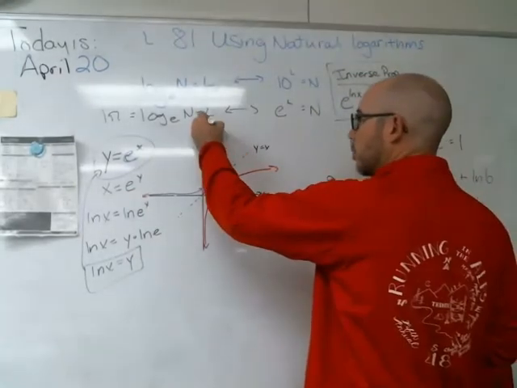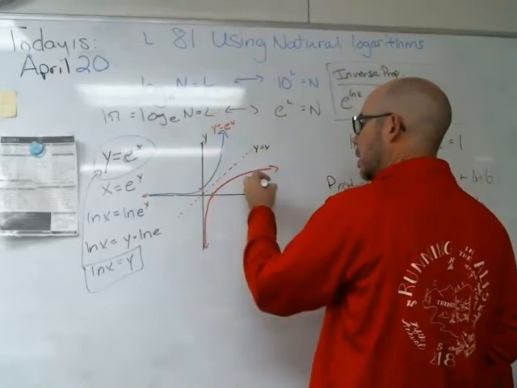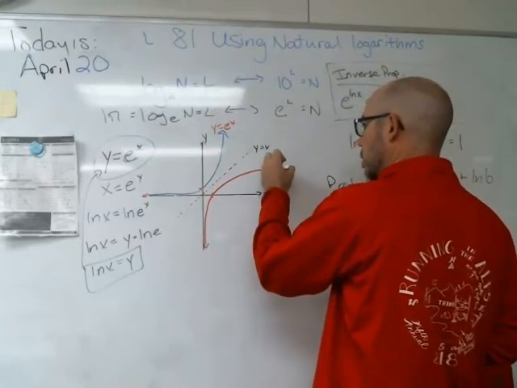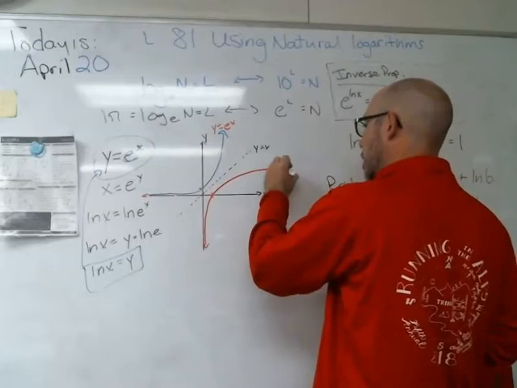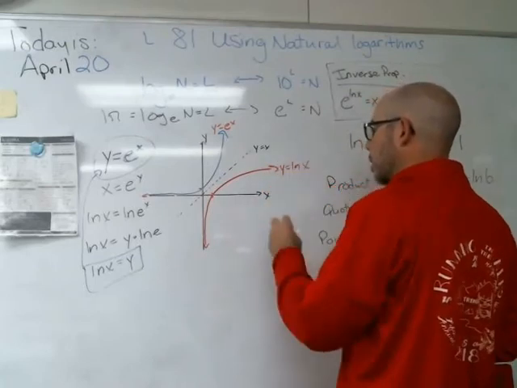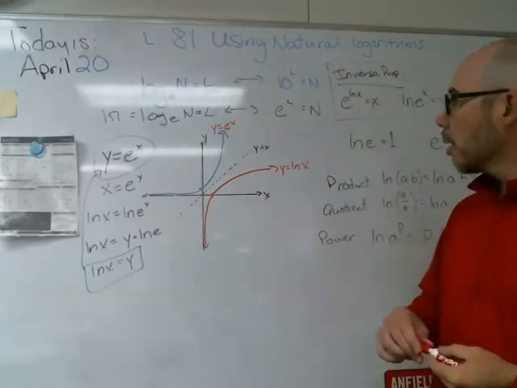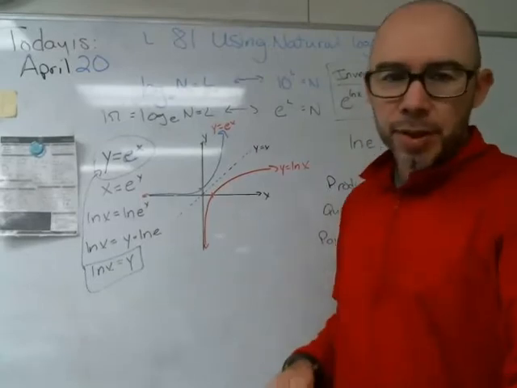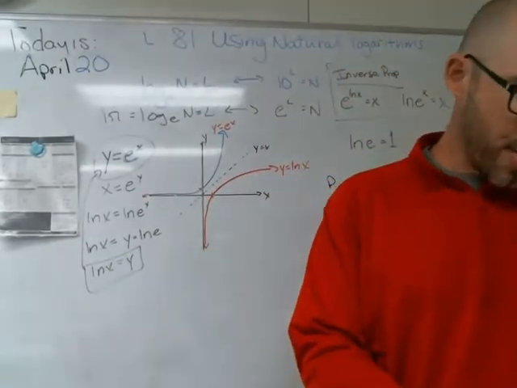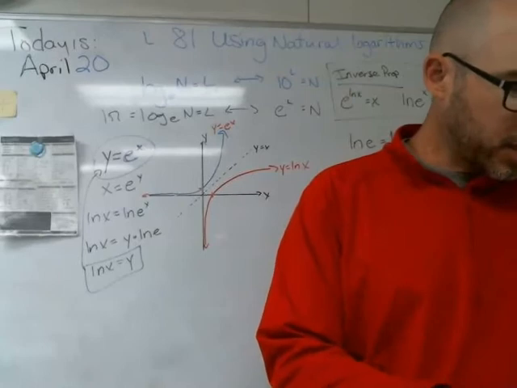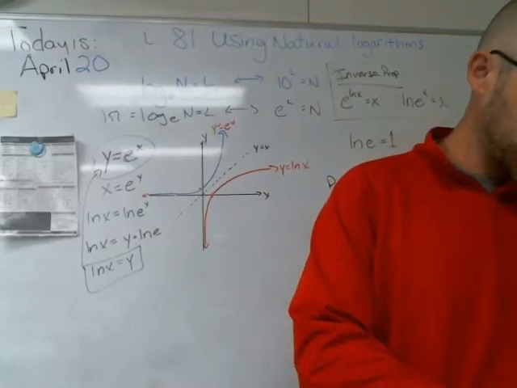So again, this is y equals e to the x, and this one, I should do it the same way, y equals the natural log of x. Okay, inverse equations of each other. There you go. That's kind of the theory behind these things.